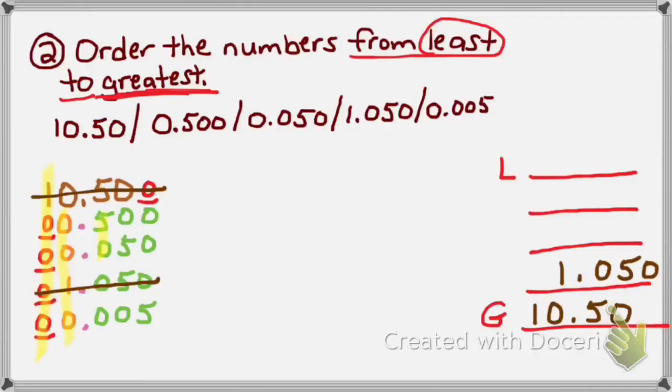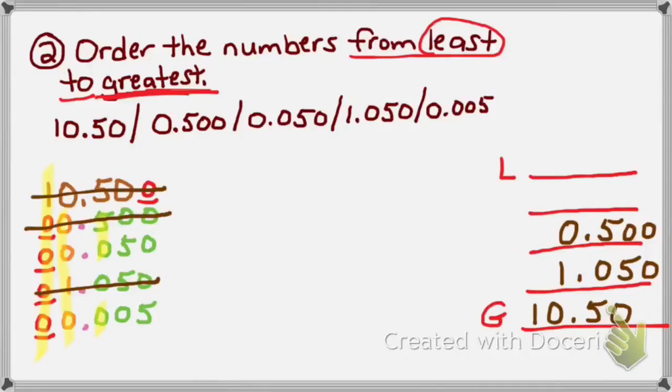I have a 5, 0, 0, and I see one digit that's different. That's the 5. Is 5 greater than 0 or less than 0? Well, 5 is greater than 0, so this will be my next greatest number. It's going to go right here. That's the line available that's closest to the greatest. Okay, so I'm going to write down this number, but not writing the zeros that I underlined. So I write 0.500. Cross out the number that I just used.